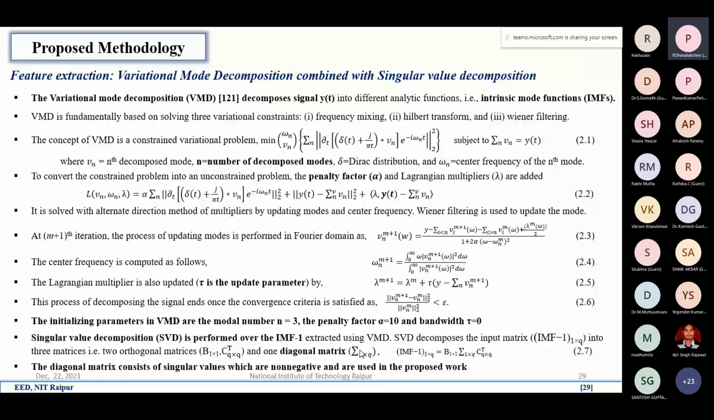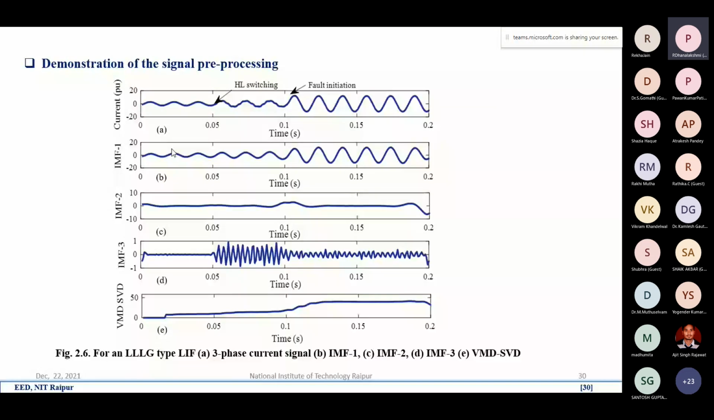So you will see it here. How does the signal processing technique work? This is the current signal captured by creating a harmonic load switching at instant 0.05 and then initiating a low impedance fault of triple line to ground type at 0.1. So here you can see, with the harmonic load switching, the current signal consists of certain distortions. And then at 0.1 second, the fault has been initiated.